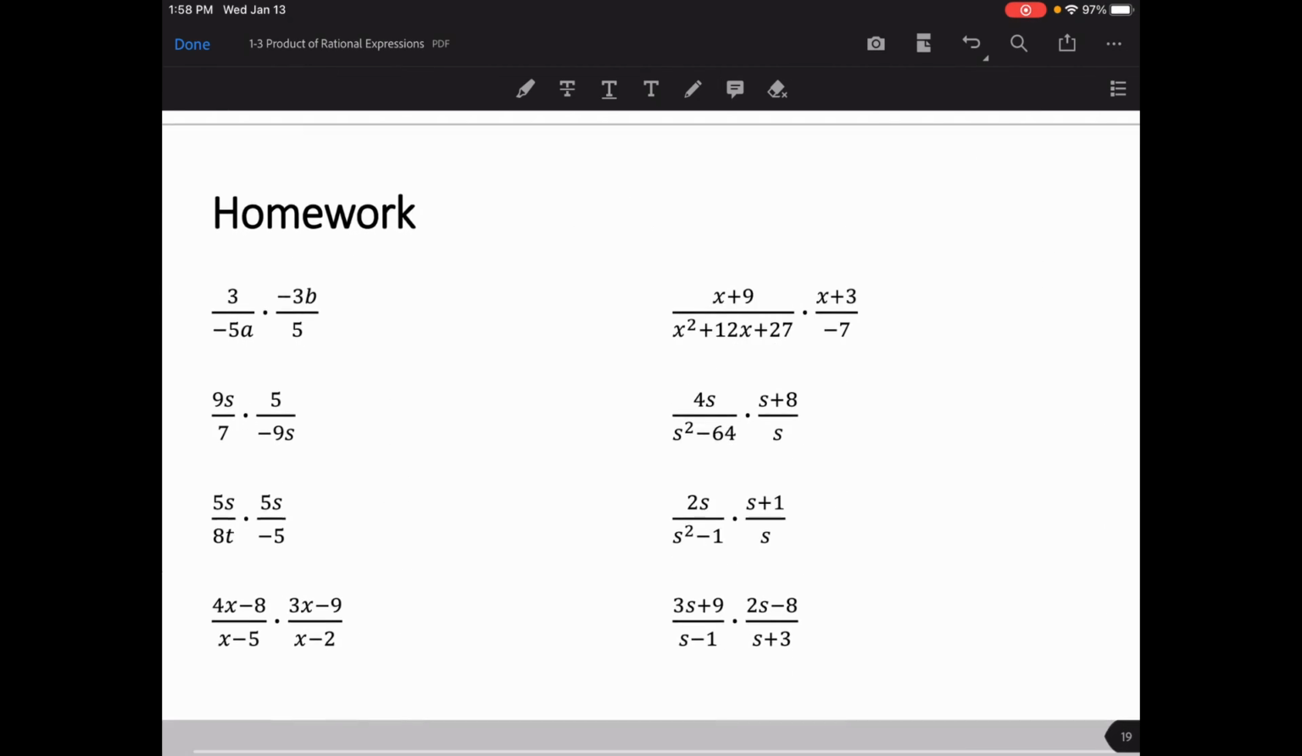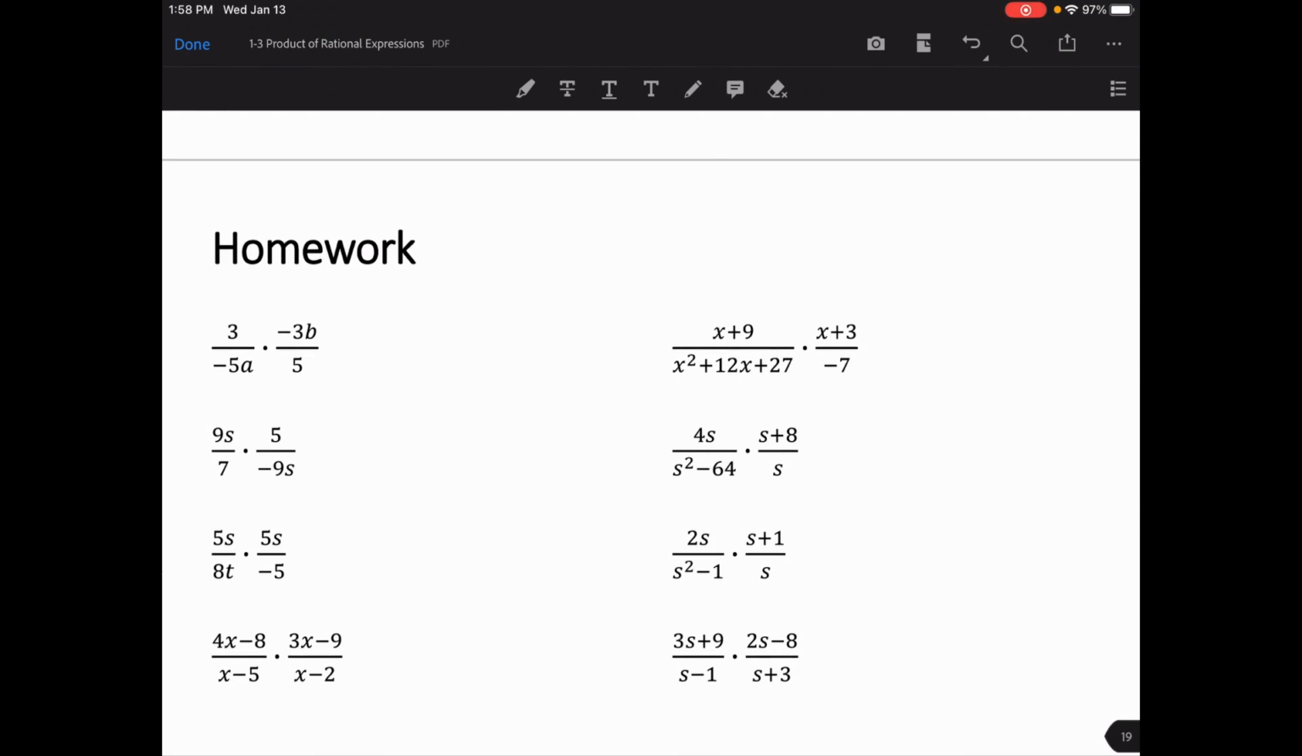And here is your homework. I am going to upload this in Google Classroom. Give me a second. I'm going to do that. And like usual, remember you need to give me your practice problems and your homework to submit it. Practice problems count as your classwork grade. Homework is for a homework grade. So make sure you submit both of them to me.